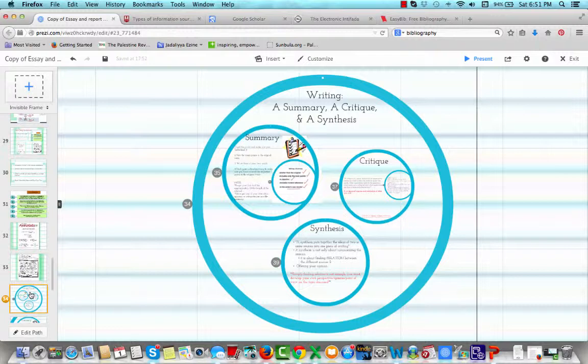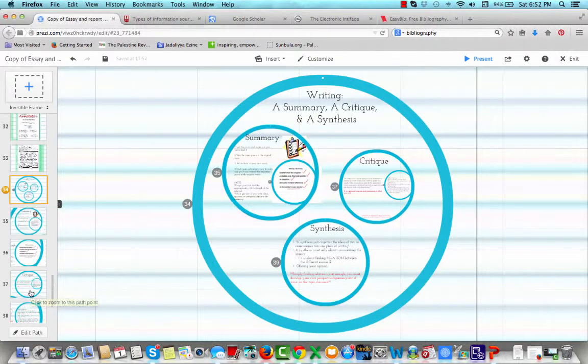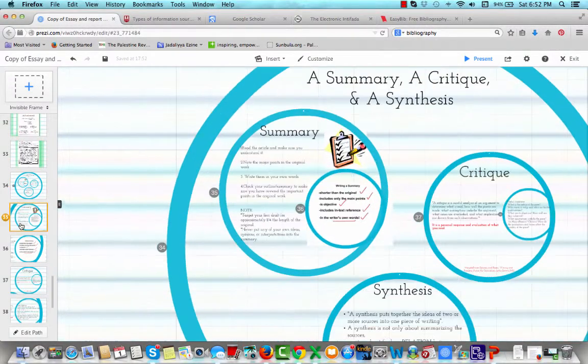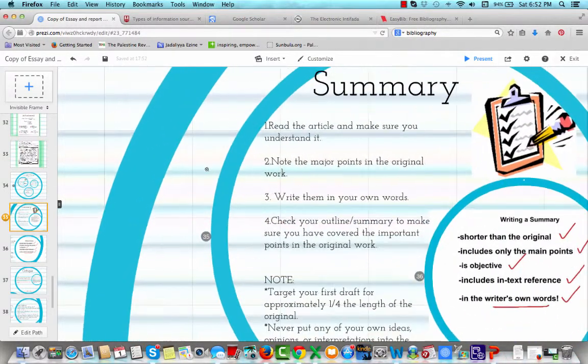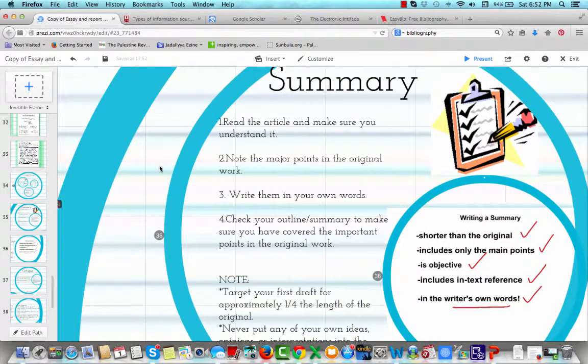So writing. So writing a summary, writing a critique, and writing a synthesis. Again, as I mentioned in the very beginning, this is a very simplistic form of writing a summary, a critique, and a synthesis. It's only introducing you to the topic, so no need to worry there. So in writing a summary, there are different ways that you can write a summary, but in short, you read an article, and of course you make sure that you understand it.